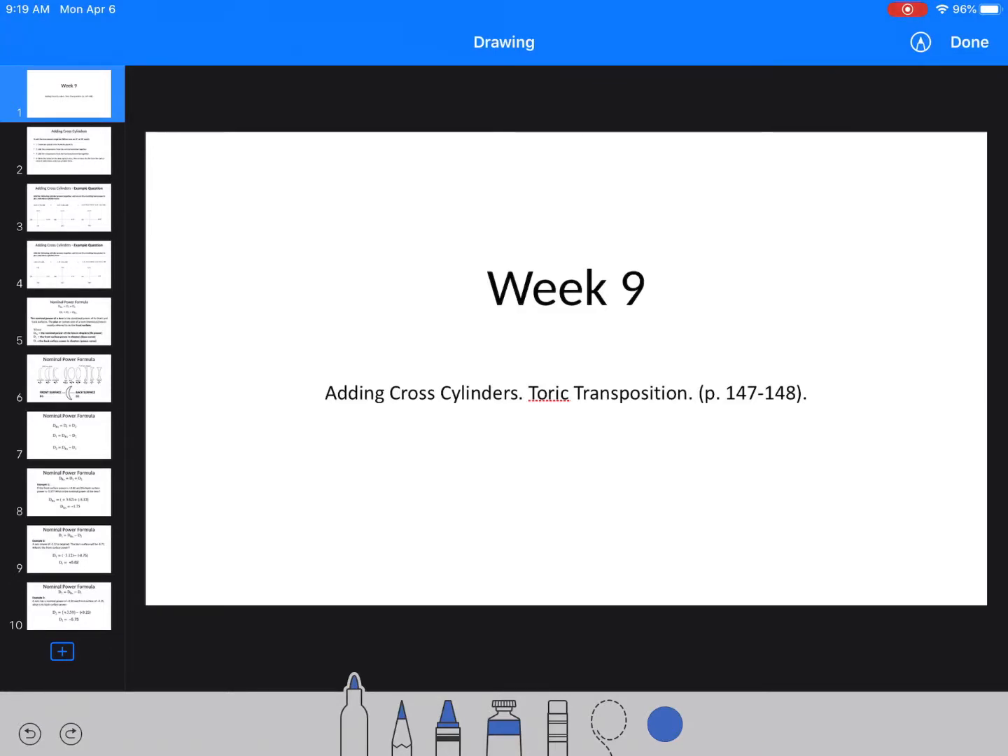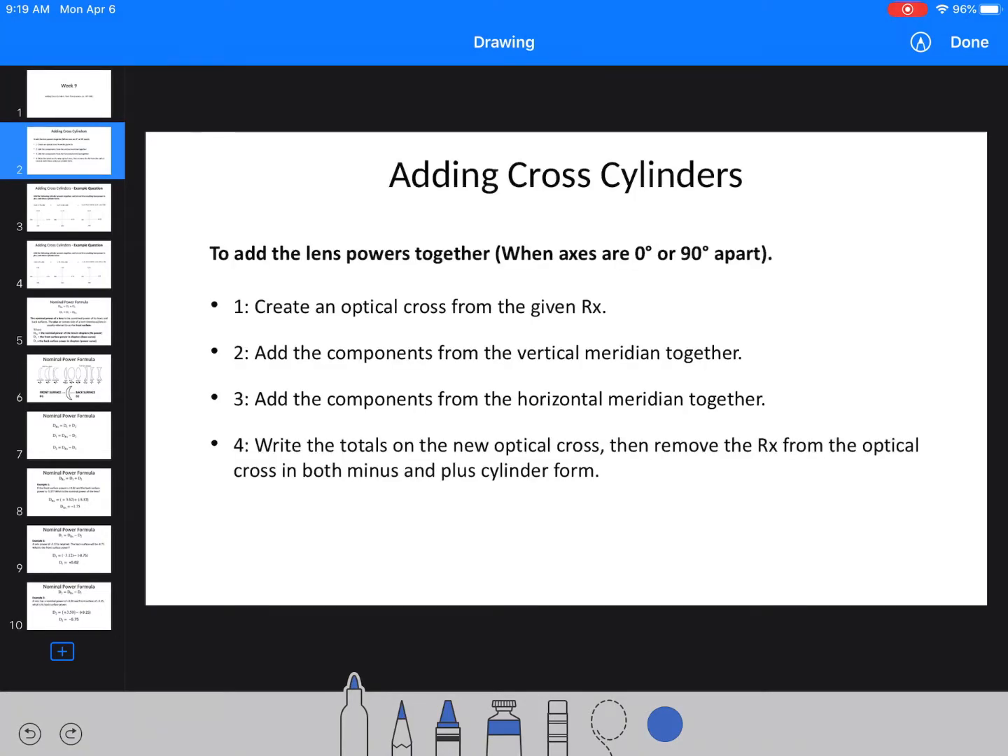Hi everyone. Gonna go over the PowerPoint for week 9. It's just essentially adding cross cylinders and introducing torque transposition. Two really easy concepts. Page 147 and 148 in our text.